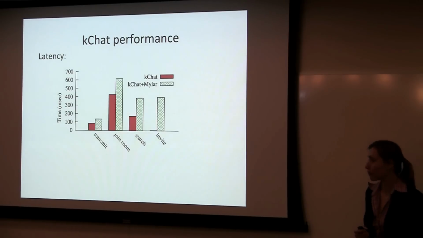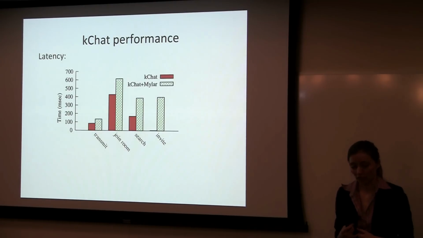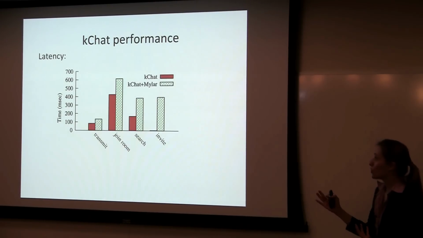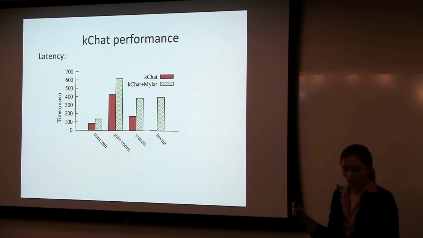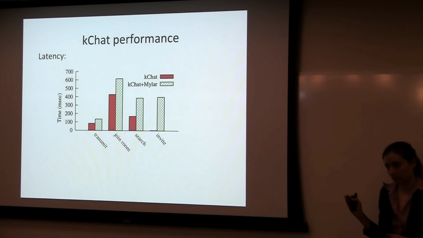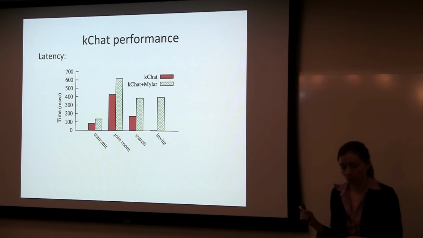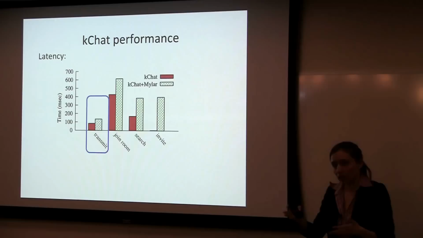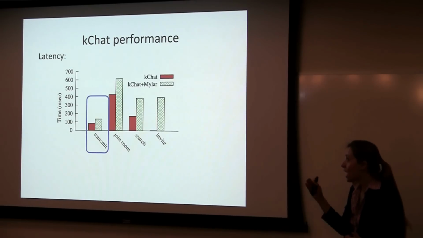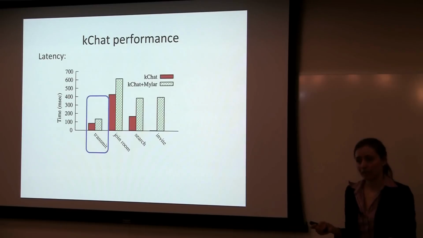So in terms of performance, we looked at the chat application, for example. And this graph shows you the latency in milliseconds for the different operations in the chat application for the vanilla KChat application and for KChat with Mylar. So the first thing we can see is that the most common operation is transmit in a chat, sending a message and receiving it. And for that, Mylar adds on average 50 milliseconds, which is not noticeable by end user.